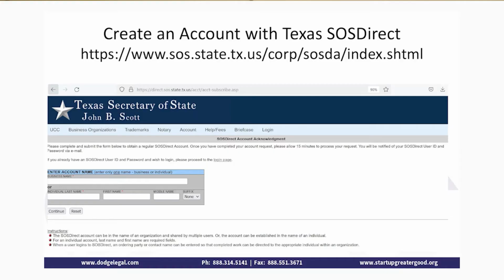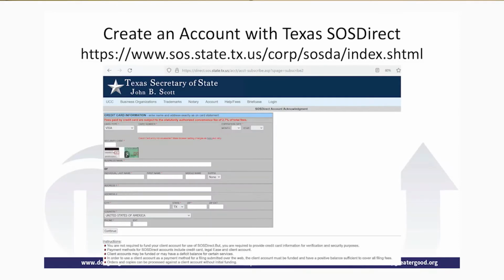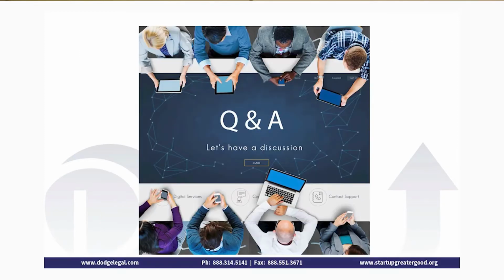And then here's what you'd fill out. Basically, you would fill out your account name, your address, and you should use an address that corresponds with the credit card you're going to use to file online, and then your credit card information. That's it. Okay, does anybody have any questions about that?